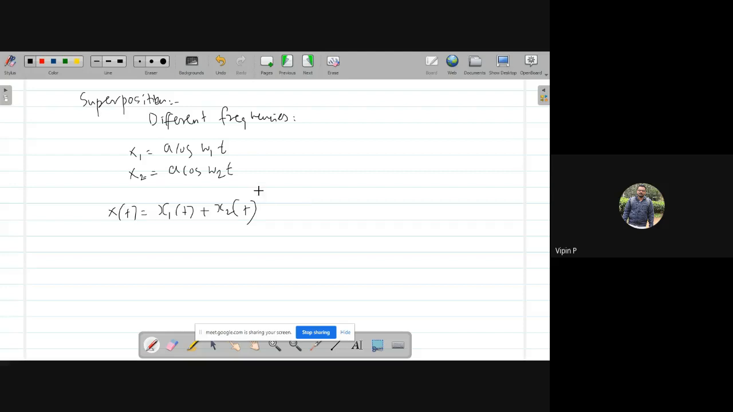And for convenience, I'm defining two frequencies here. One, let me call the modulating frequency, which let me write as omega 1 minus omega 2 by 2. I'll tell you what these are. And then let me define an average frequency, which is of the form omega 1 plus omega 2 divided by 2.